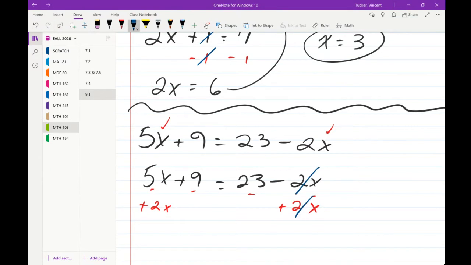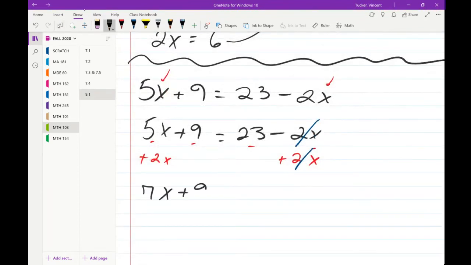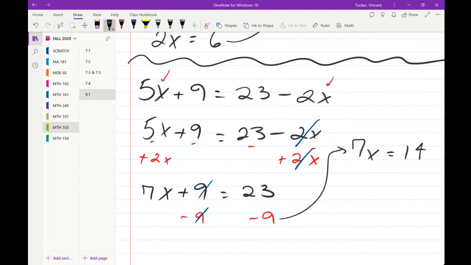2x and negative 2x cancels on the right. On the left, we have 7x plus 9 equal to 23. Now minus 9 from both sides. 7x equal to 14. Divide by 7. x is equal to 2.